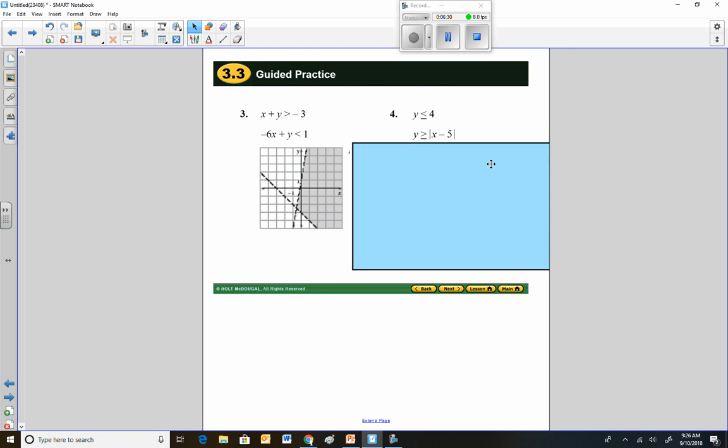Welcome back. Let's see how you did. These two will overlap because this is below, this is above, and they overlap in this section. So all the little points anywhere in here will be a solution.